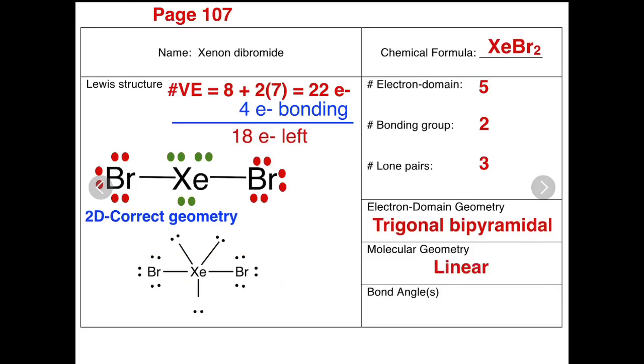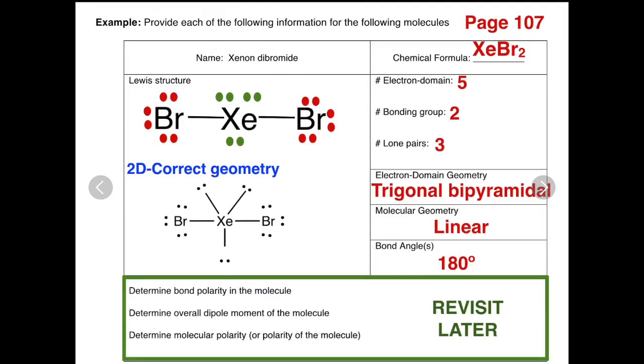The bond angle is going to be the angle between bonds. So bond angles, angle between bonds. What are the bonds? It's between this, right? That's 2 bonds. So it's going to be the angle between that. So that would be 180 degrees.